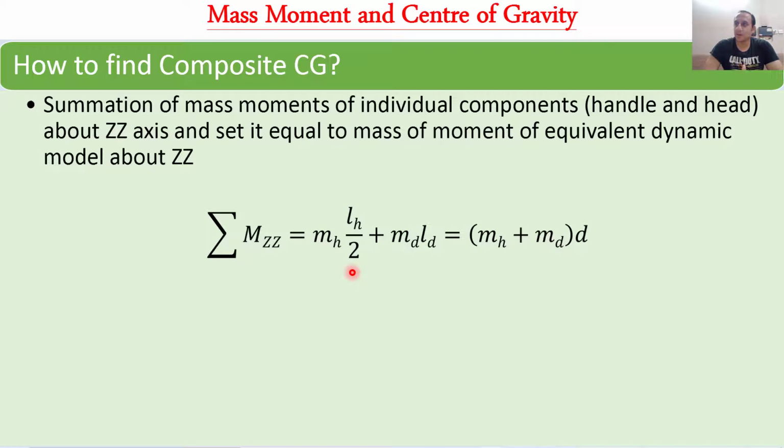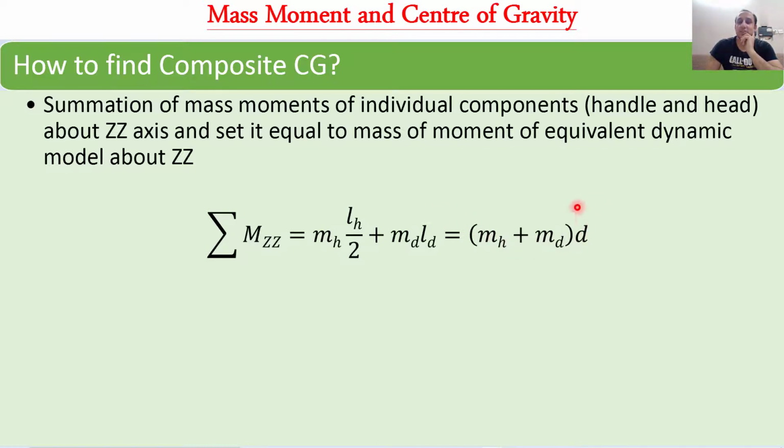Mass multiplied by the distance. It's the distance from the axis of interest to the CG of a body. So this LH by 2 is the distance of CG of a handle from the axis of interest. This LD is the distance of center of gravity of head from the axis of interest ZZ.